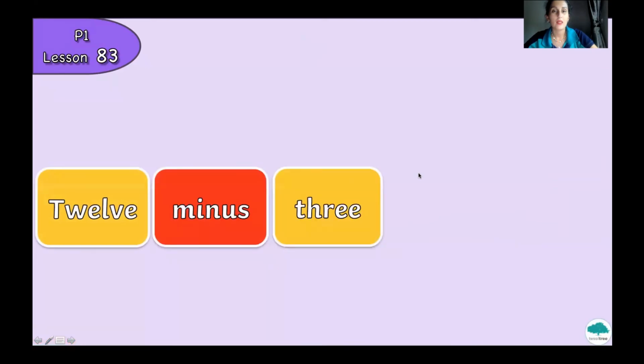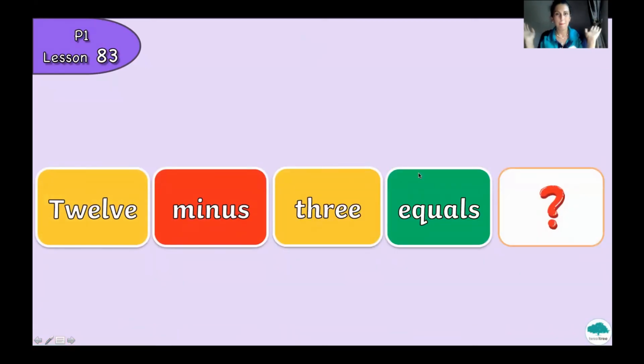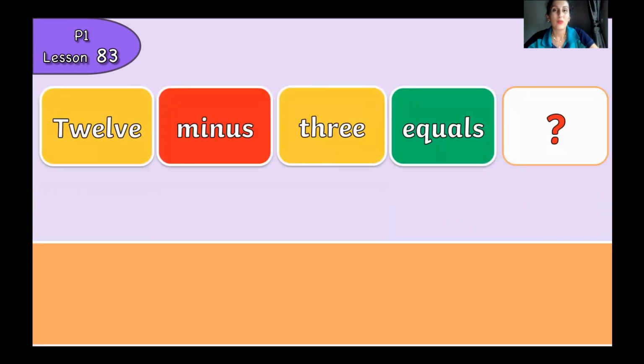Let's do another problem. 12 minus 3 equals beep. Let's try to solve this math problem. Okay, I will show you some symbols. 12 minus 3 equals beep. So can you solve this math problem? How much? 12 minus 3. 9. Yes, good job. So we know that 12 minus 3 equals 9.